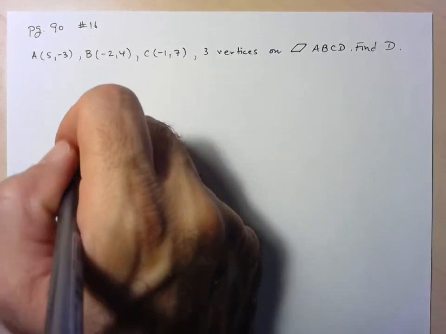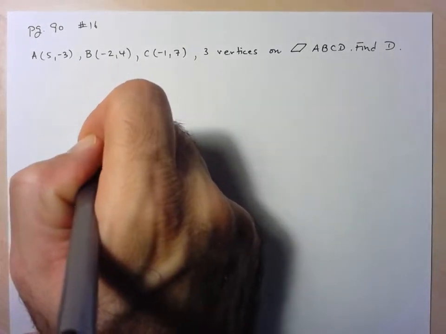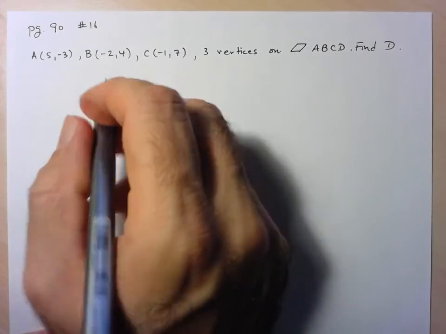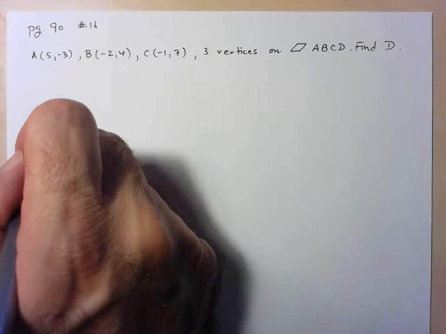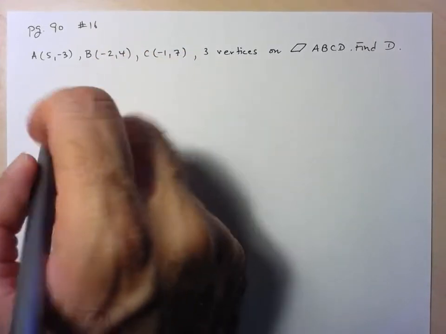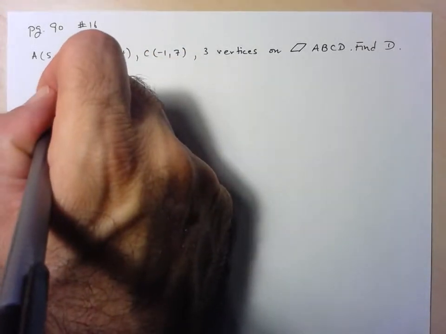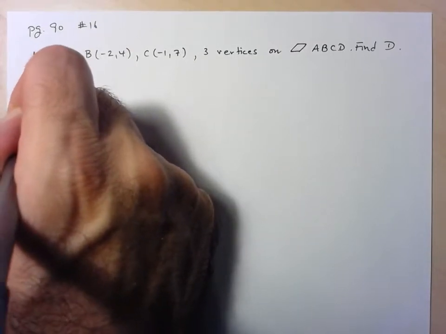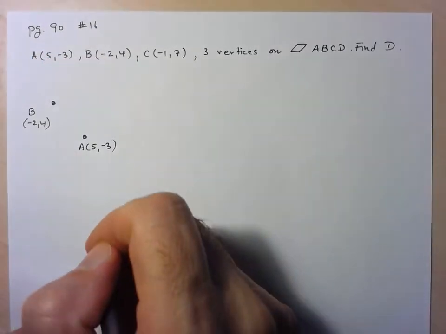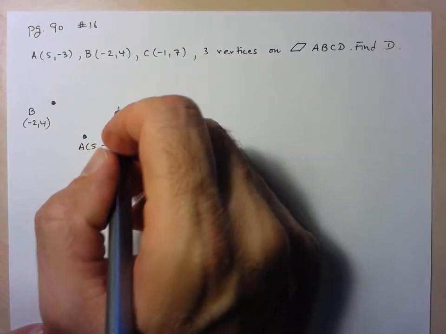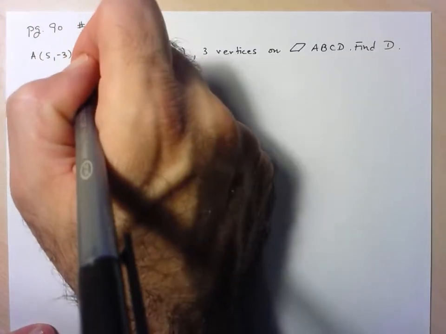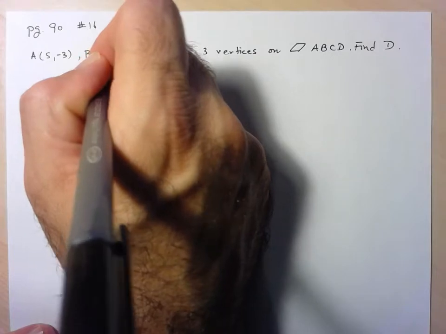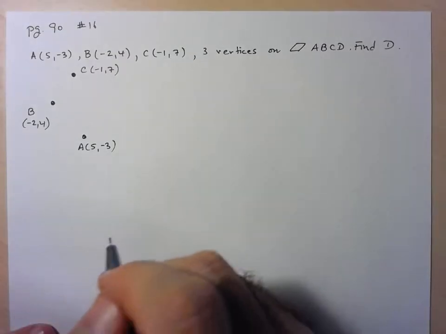So we've got 5, -3, and here we've got -2, 4, so we know that it's going to be to the left because of the -2, and it's going to be up because of the 4. So B is -2, 4. Okay, and then we've got C, so -1, still a little to the left, but even further up. So C is somewhere up there, -1, 7, and I don't worry too much about making it precise.